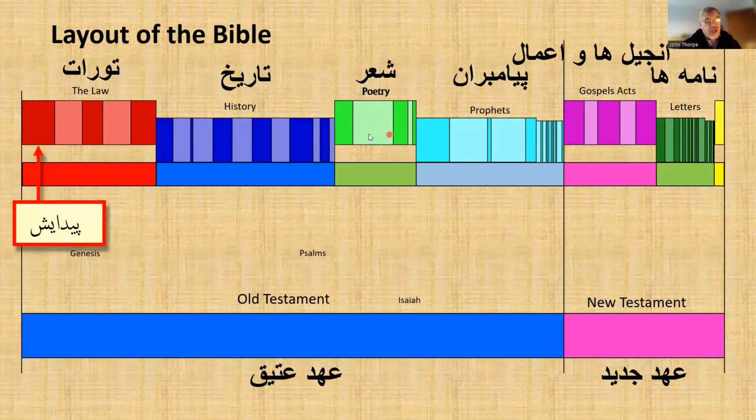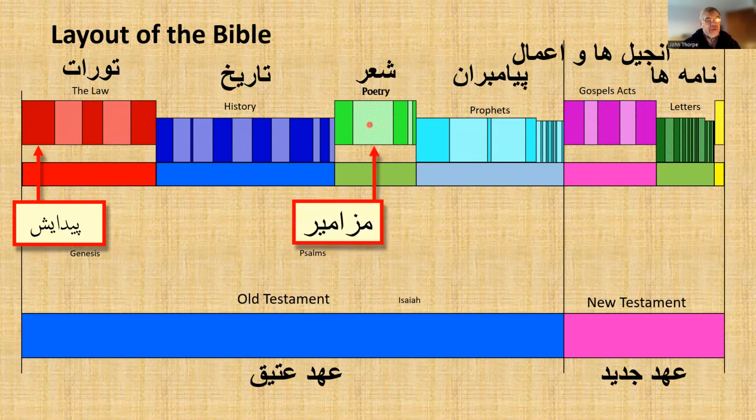Well, the next section is a section of philosophy and poetry. The biggest book in that section is Mazamir, the Psalms, and so the section is sometimes called Mazamir, all of it.